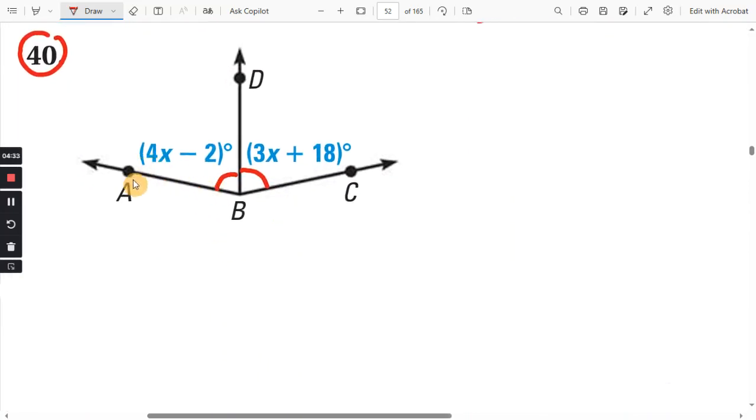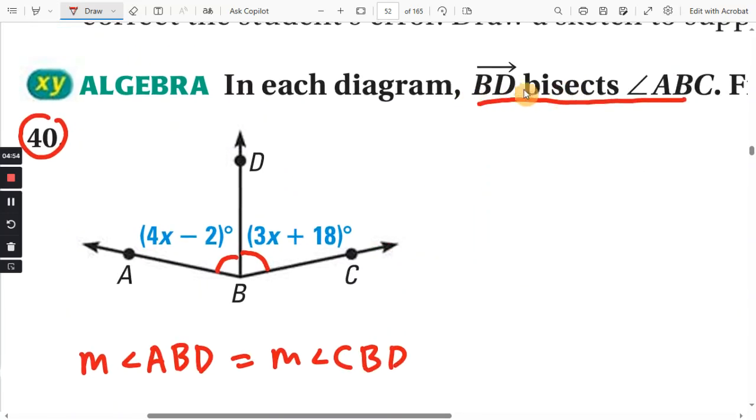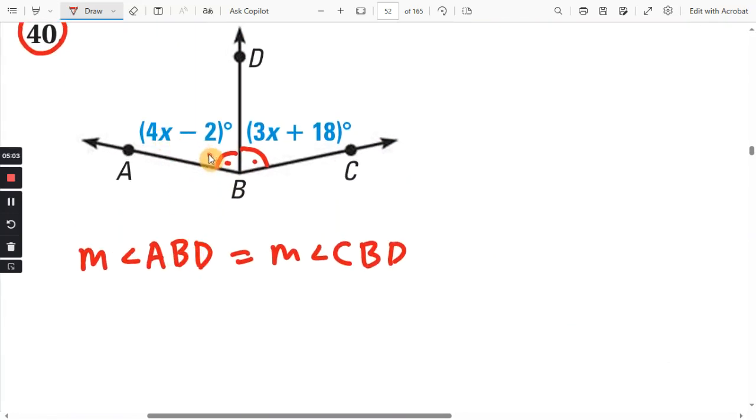This angle here is ABD. All right, so the measure of angle ABD, that's going to equal this angle here, CBD. Measure of angle CBD. Why did I set them equal? Again, because BD bisects, it cuts it in half. So this and this are the same measurement. All right, we can see angle ABD is this expression, 4x minus 2. We can see CBD is this expression, 3x plus 18.